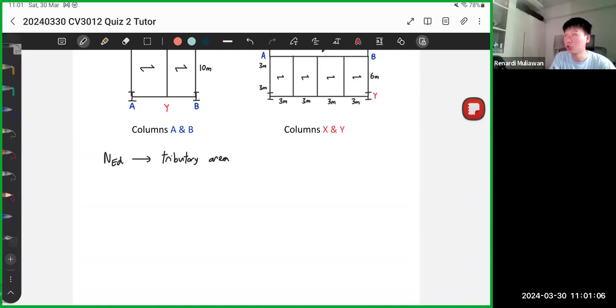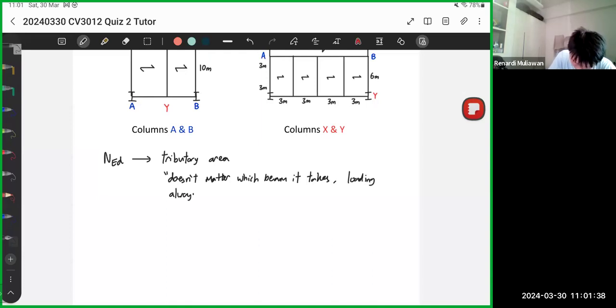The logic behind this, right, is because all the loadings from the slab will eventually end up in the column. Doesn't matter which beam it takes, it always ends up in the column. Correct? So let me write it down. So it doesn't matter which beam it takes. Loading always ends up at the column.